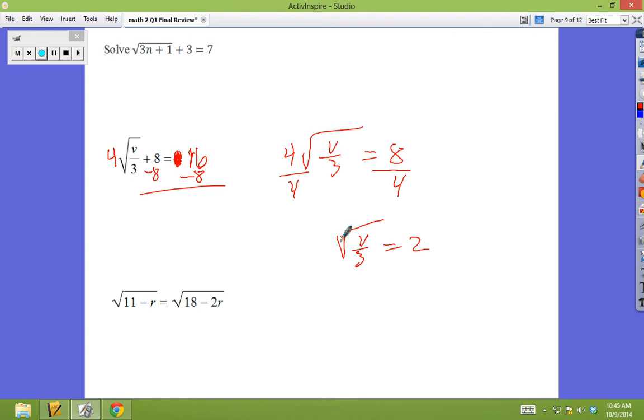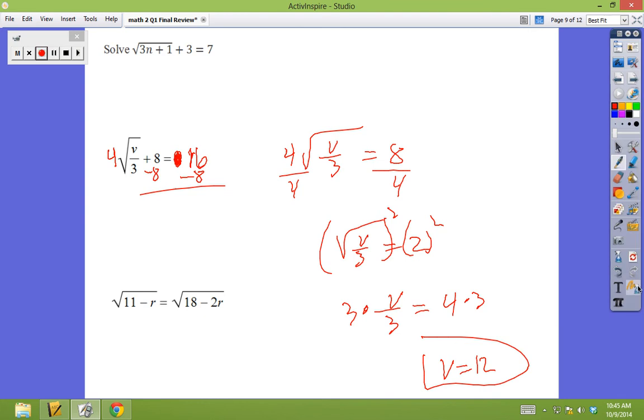Now you got to ditch the square root. So square that, square that. Square kills the square root, so it's v over 3 equals 4. Now ditch the 3. Instead of dividing by 3, undo the division. Times by 3, times by 3. You're going to have v is 12.